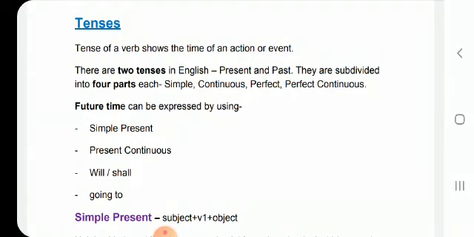Today we are going to start a very important topic in English grammar: tenses. Tense means time, and time is shown by the verb. If the verb is given in present form, it is present tense. If the verb is given in past form, it is past tense.